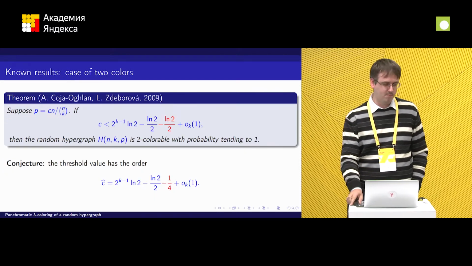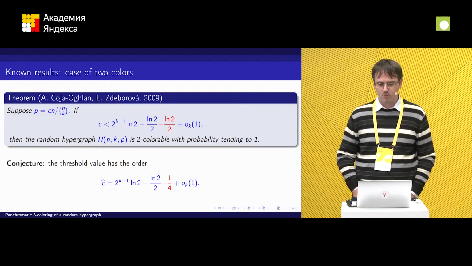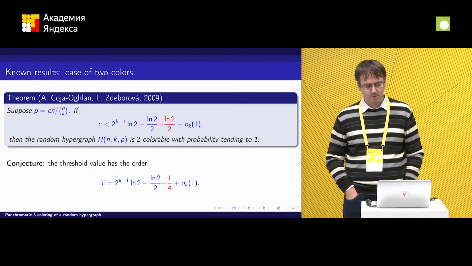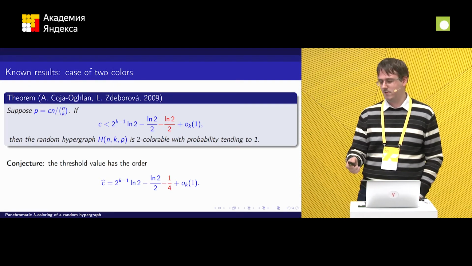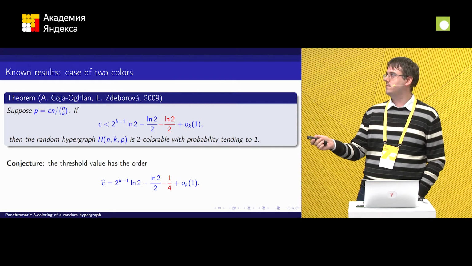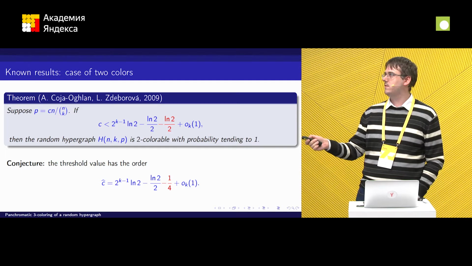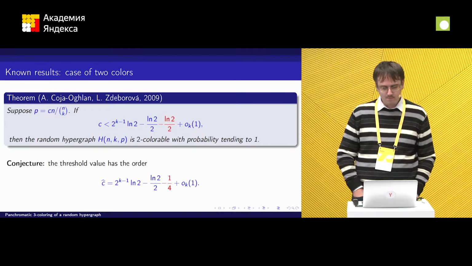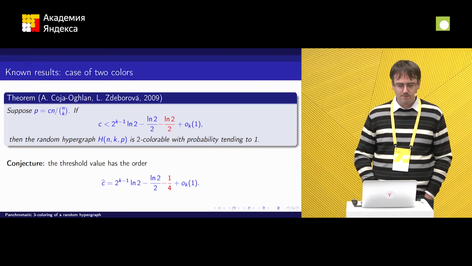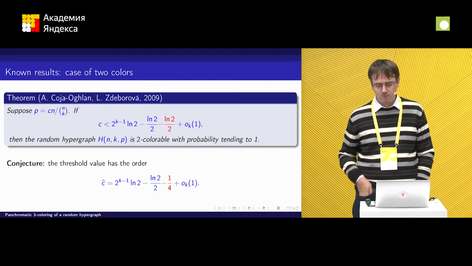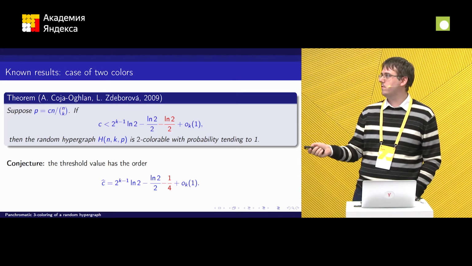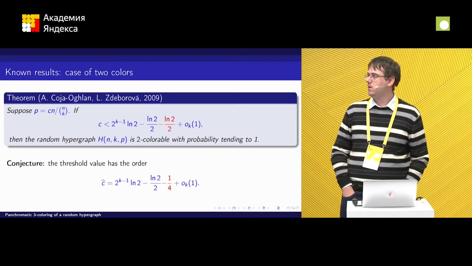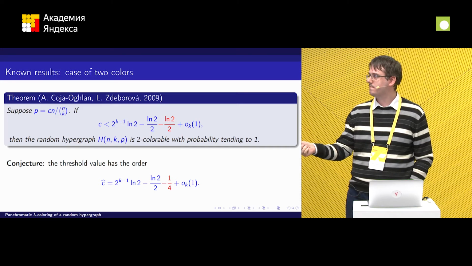Okay, this is good, but we can go further. Coja-Oghlan and Zdeborova in 2009 improved 1 over 2 by log 2 over 2. Here I just write minus log 2 over 2 twice, just to show that there is an improvement here, since log 2 is smaller than 1. And they conjectured that the threshold value has the following order. So we should have not log 2 over 2, not 1 over 2 of course, but 1 over 4. So our C hat should be of this form.